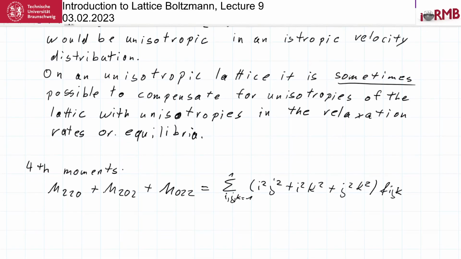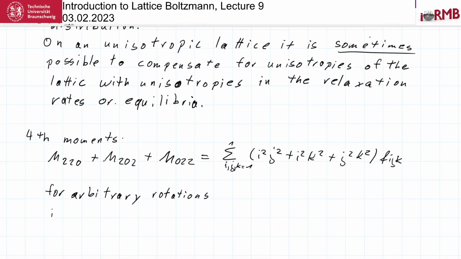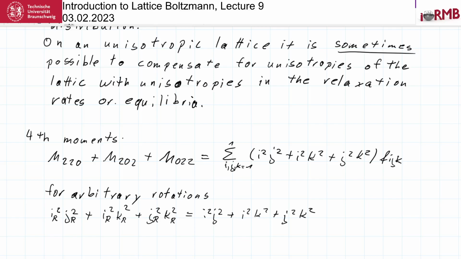Yeah. And so for arbitrary rotations, what we'll find is that I_R square J_R square plus I_R square K_R square plus J_R square K_R square is equal to I square J square plus I square K square plus J square K square, and therefore this is an isotropic moment.